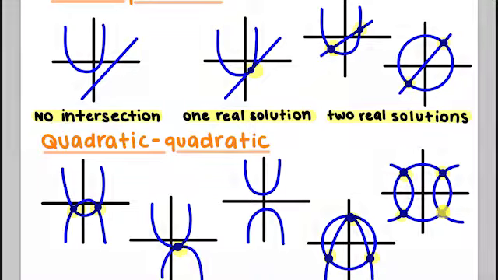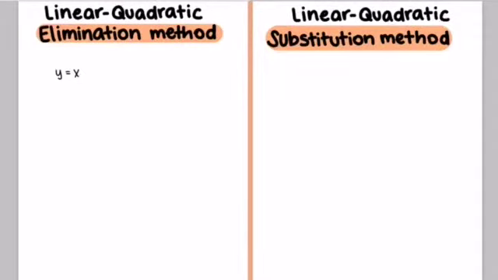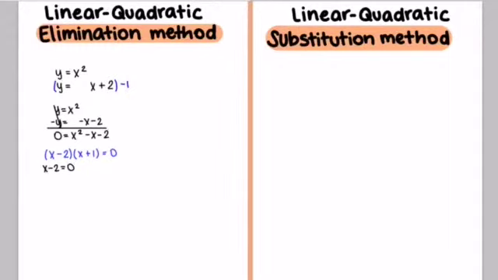So in this example, we have y equals x squared and y equals x plus 2. In the elimination method, our goal is to eliminate a common term. So I'm going to eliminate the y by multiplying y equals x plus 2 times minus 1. By eliminating the y, we get x squared minus x minus 2. Now we're going to factorize that into x minus 2 and x plus 1, and make this equal to 0.